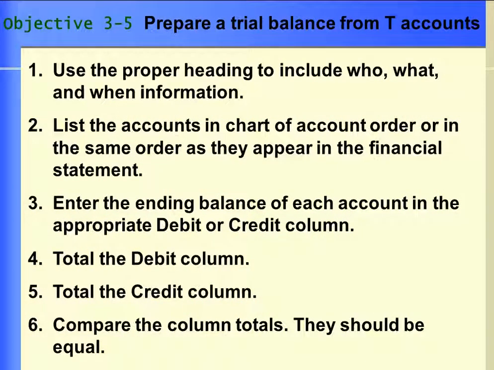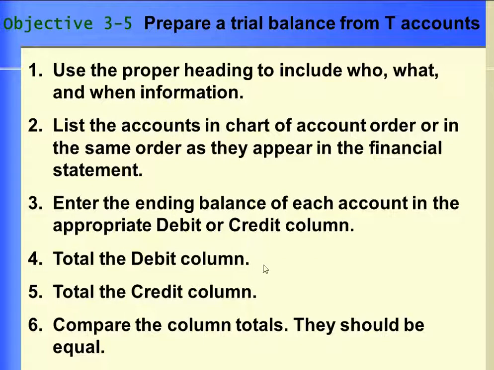So when we prepare a trial balance at the end of each period, after we foot, we take all those balances and we create something called a trial balance. The asset accounts, then all the balance sheet accounts and the income statement accounts in order. Proper headings include the who, what, and where. You'll see examples in the text.